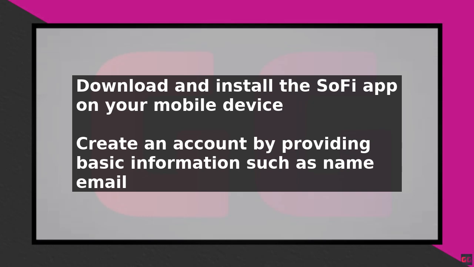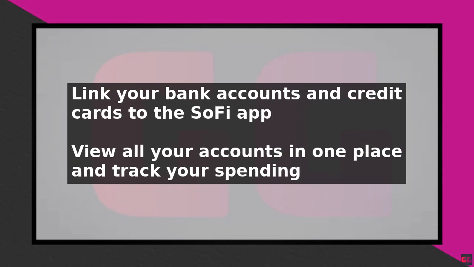Once installed, open the app and create an account by providing some basic information such as your name, email address, and password. Next, link your bank accounts and credit cards to the Sofi app. This will allow you to view all your accounts in one place and track your spending. You can link your accounts by selecting the Add Account option and following the prompts to enter your account credentials.